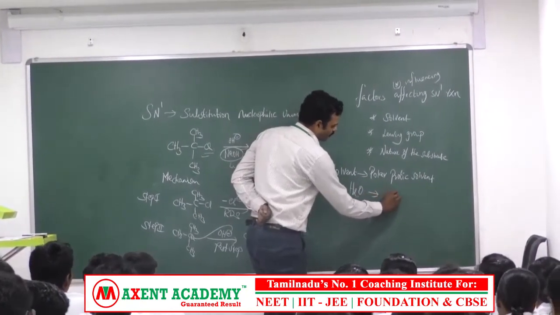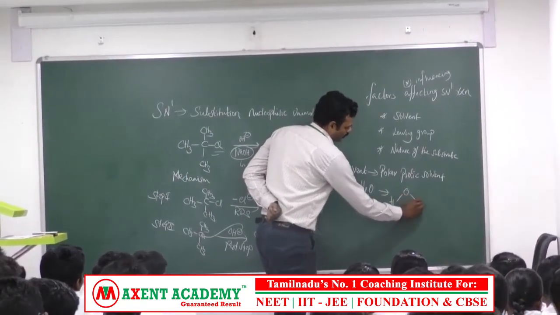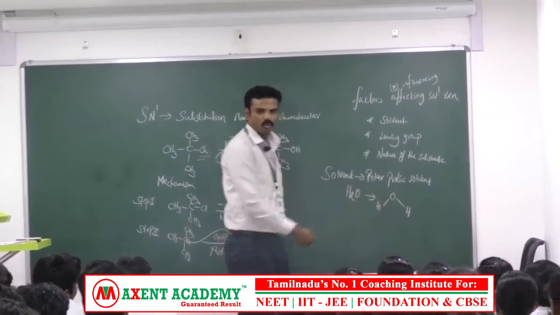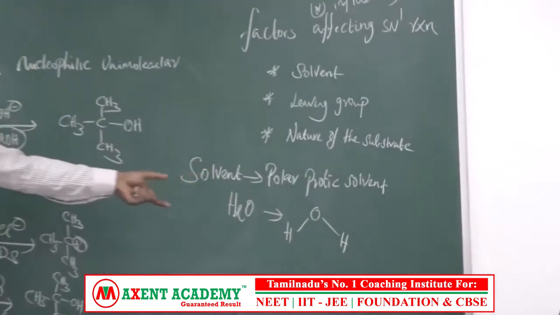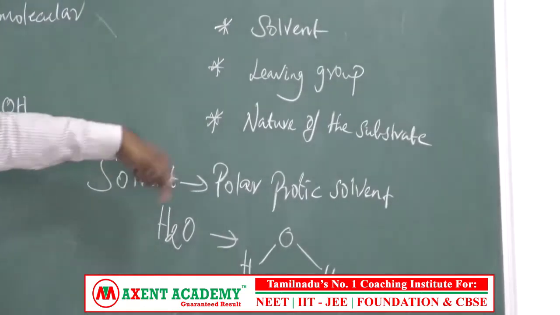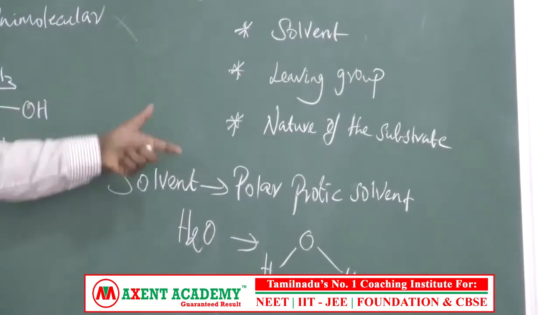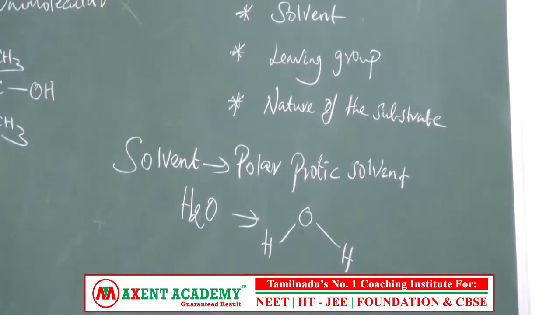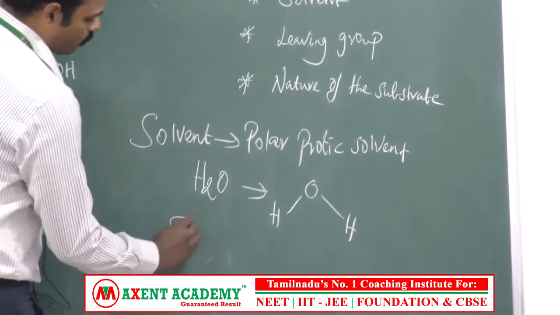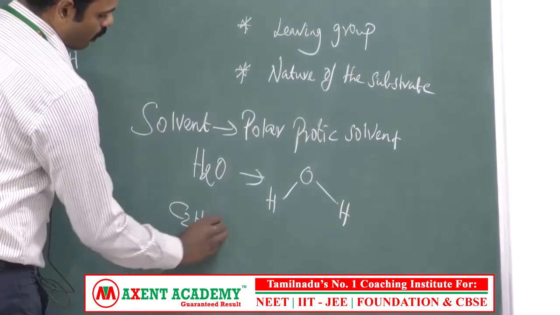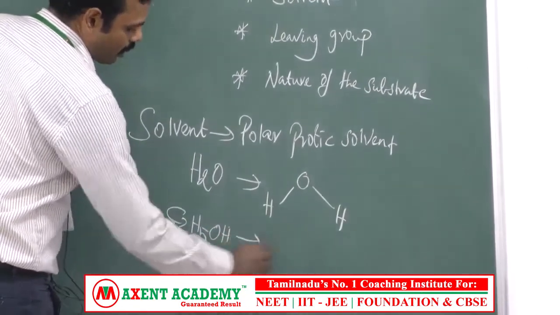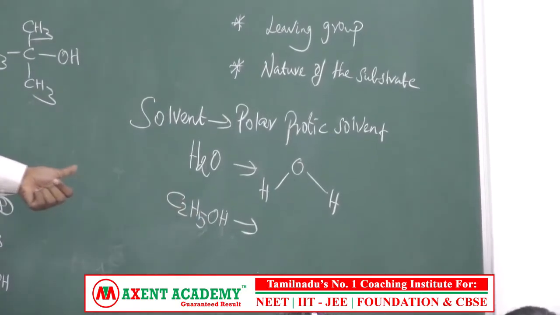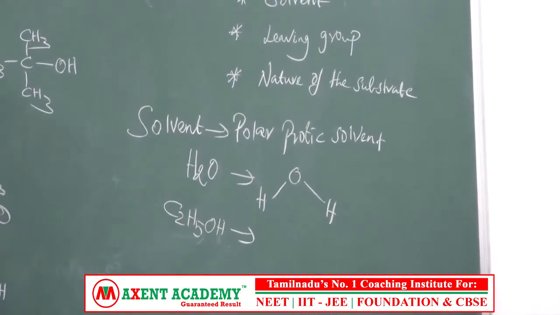H2O can be written like this, O H H. I can see the polarity difference between O and H, so it is highly polar. In addition, it can give out H plus ions. This H2O is a polar protic solvent. Alcohol, C2H5OH, can also give out H plus, so this is a polar protic solvent.